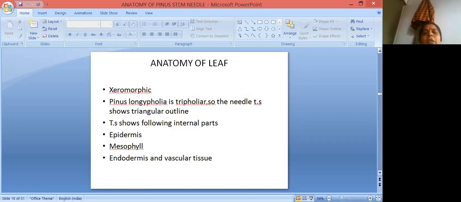Now coming to xeromorphic. Xeromorphic means that according to the situation, according to the drought, the needle changes its characters and its morphology internally according to the environment. That is known as xeromorphic. So these are the three main parts.